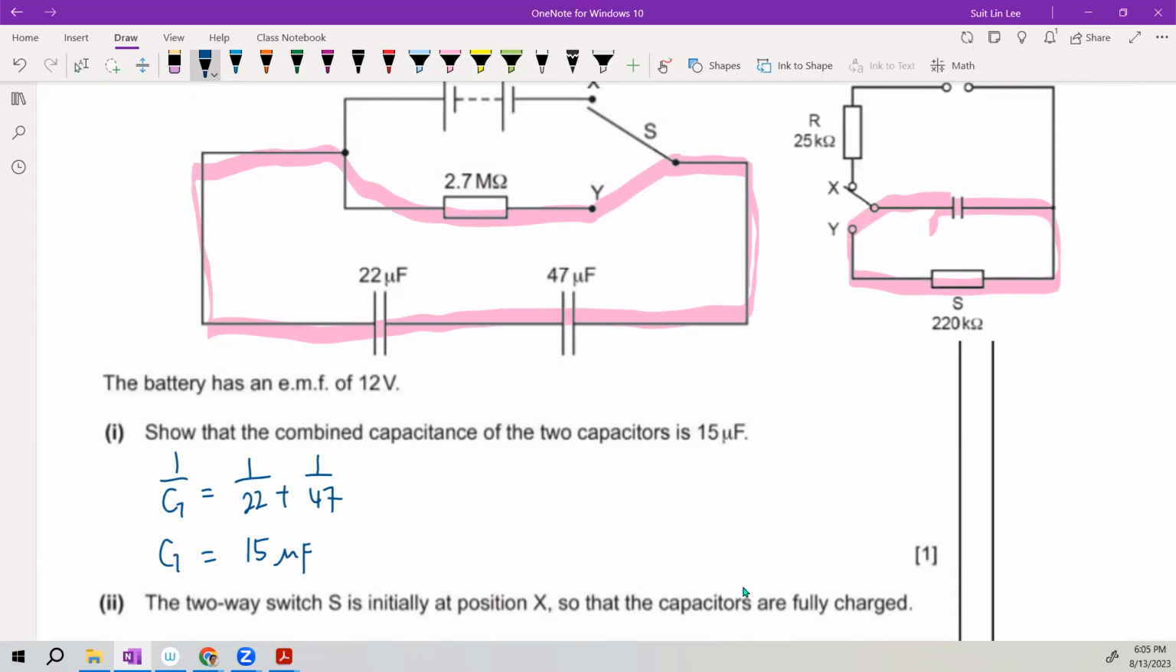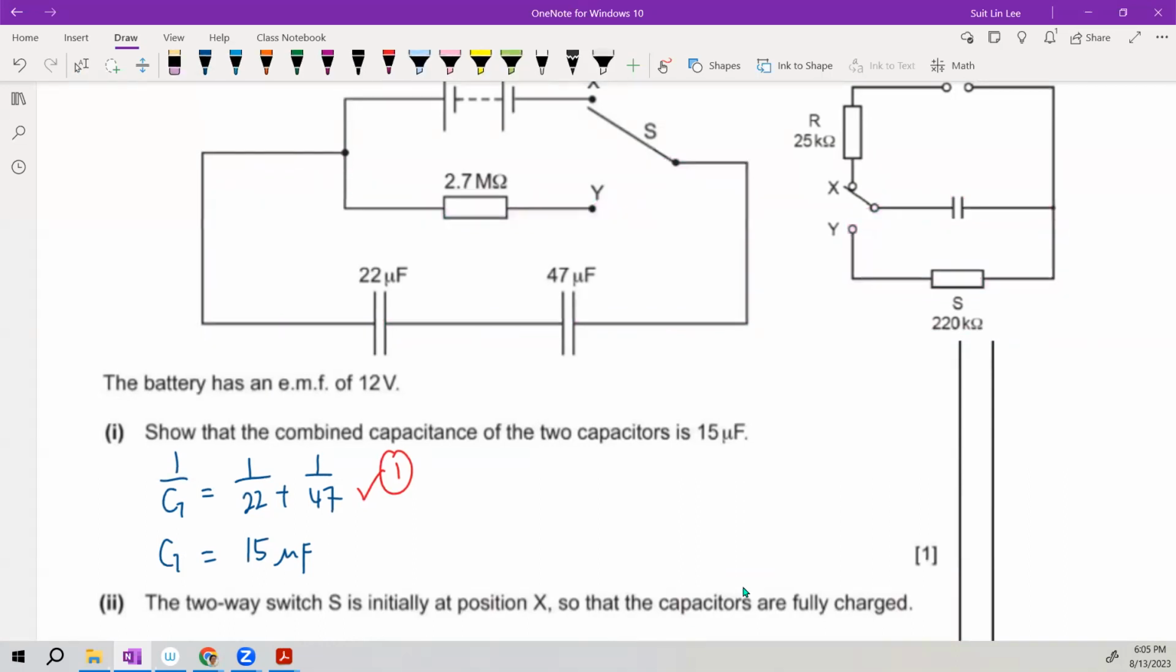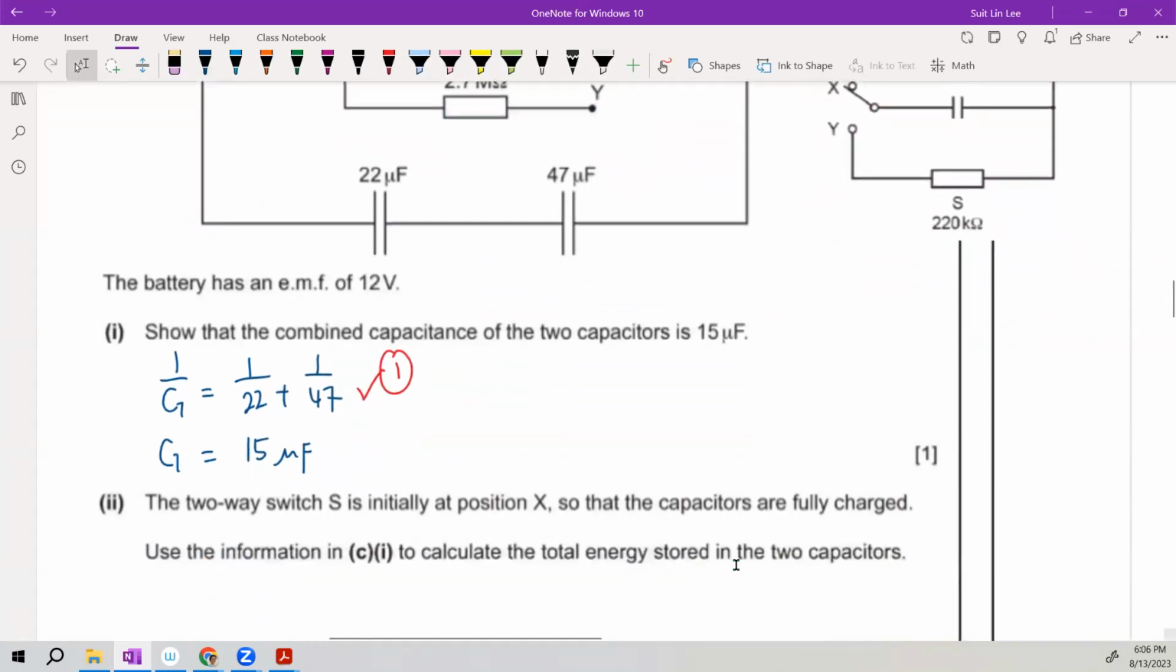Because 22 and 47 is 50. But just in case you need it, just to confirm in your brain that you are doing the right thing, feel free to press it in your calculator. This one is 14.99, so close enough. The working that we're looking for is this. The two-way switch is initially at position X so that the capacitors are fully charged. So again, the question will always try to be helpful to you. Using the information in C1, calculate the total energy stored in the two capacitors.